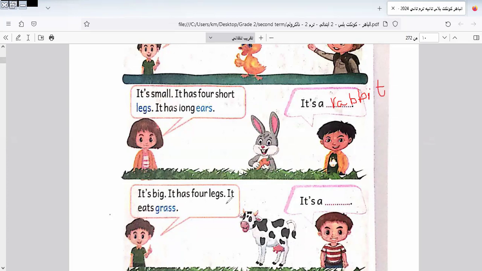It's big. It has 4 legs. It eats grass. It will be what? It's a cow. Okay, it's a cow here. Let's go to another one here. Let's go to another item here in this part.